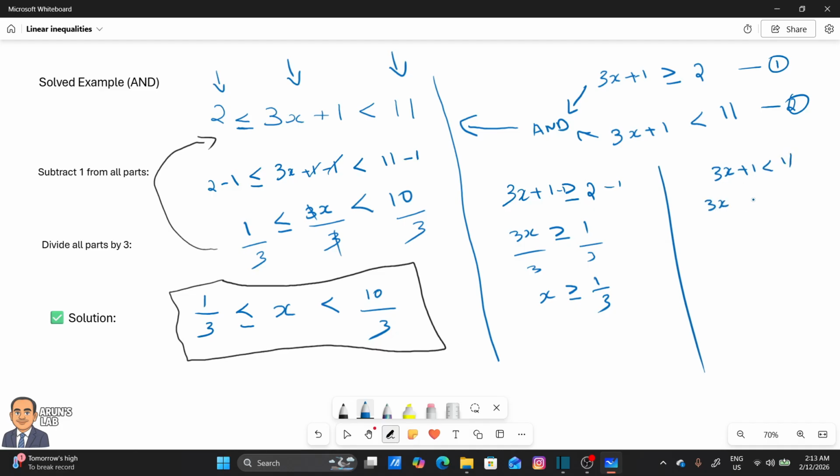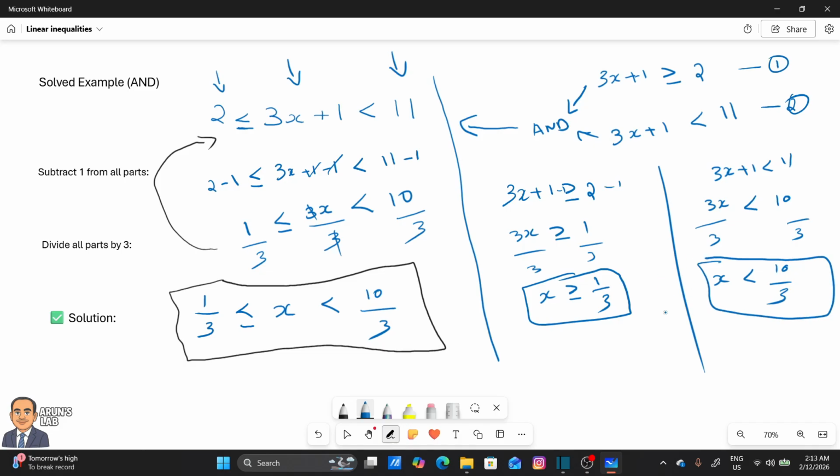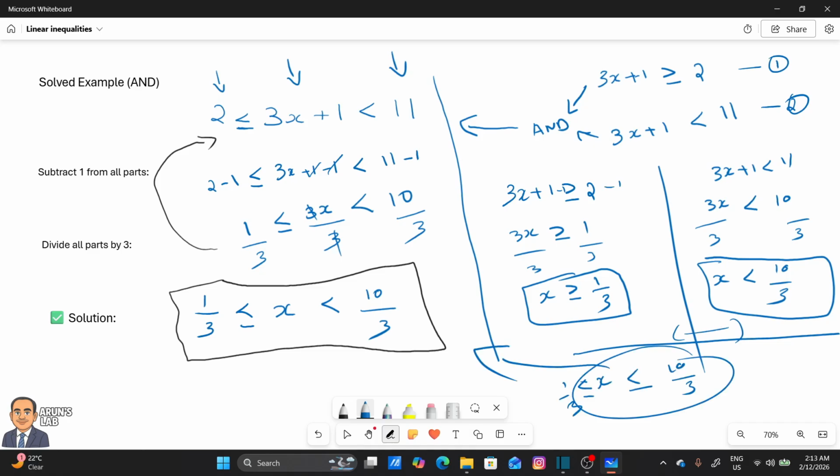3x left behind, 11 minus 1 is 10. Then divided by 3, divided by 3. So x is less than or equal to 10 by 3. These x values we got separately, and we can combine these two with an AND function. When we write a number line, we will have a common area. Doing it separately is time consuming.